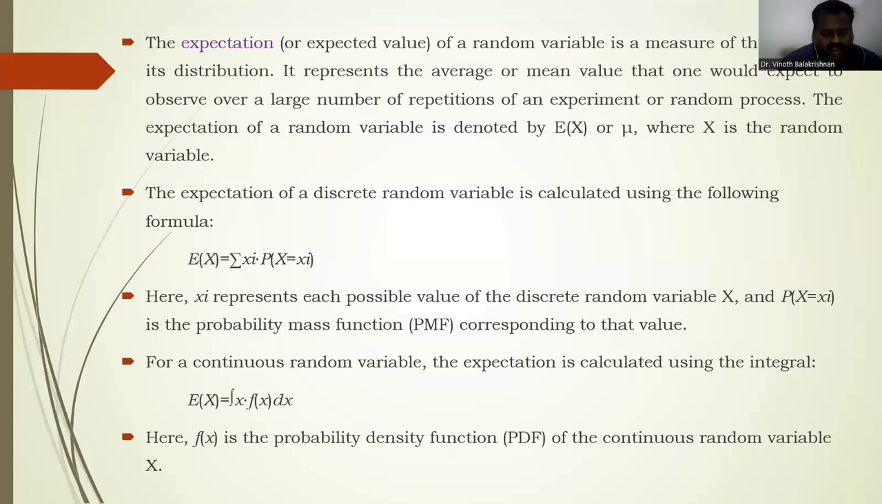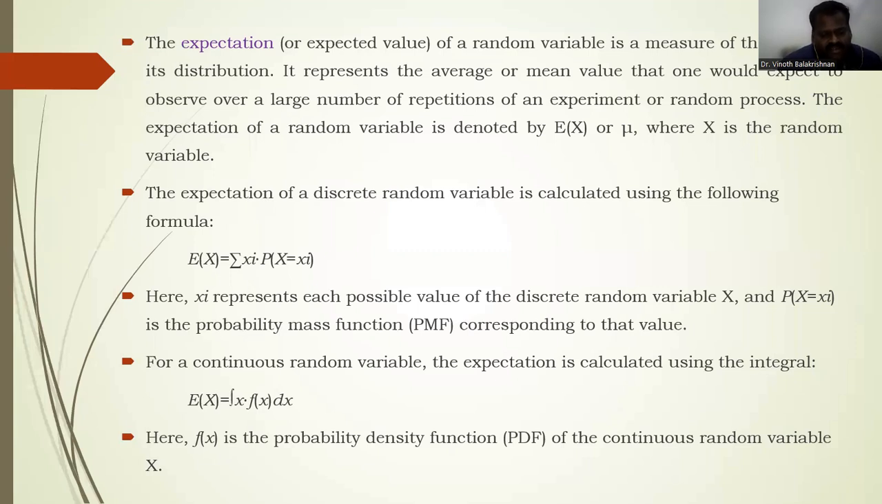The expectation can be calculated for the discrete as well as the continuous case. The first one: the expectation of a discrete random variable is calculated using this formula: E of X equals the summation of xi times P of capital X equal to small xi. Here the random variable capital X has sample values small x1, x2, etc., up to xn, and its probability is P of capital X equal to small xi. The xi represents each possible value of the discrete random variable capital X, and P of x is called the probability mass function of the particular distribution.